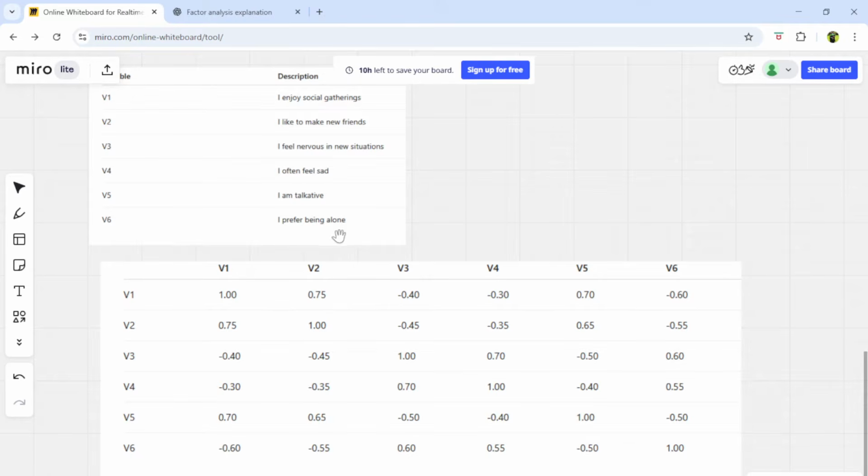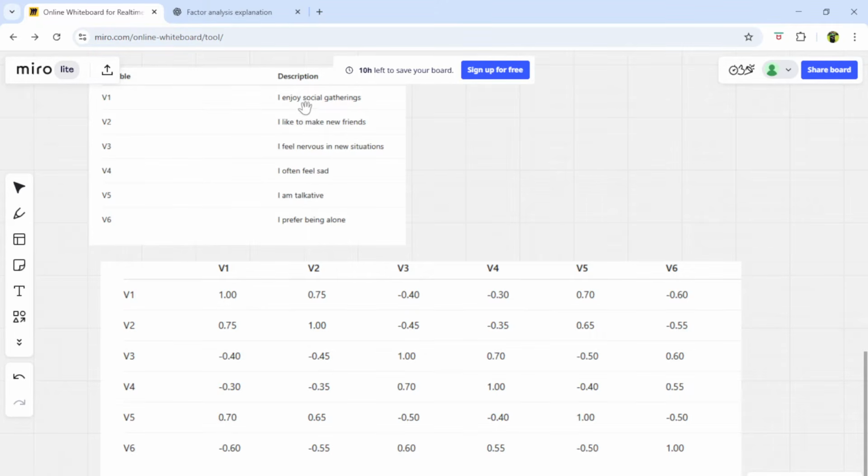And then when you look at the questions, like I said, the description: I feel nervous in new situations, I often feel sad, and I prefer being alone. So we can actually name the first 3 variables that we saw the correlation. Variable 1, I enjoy social gatherings. Variable 2, I like to make new friends. And variable 5, I am talkative.